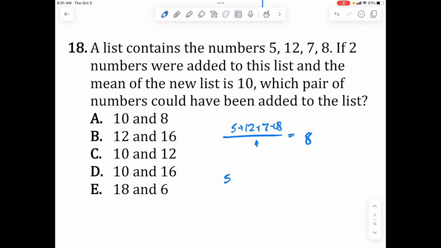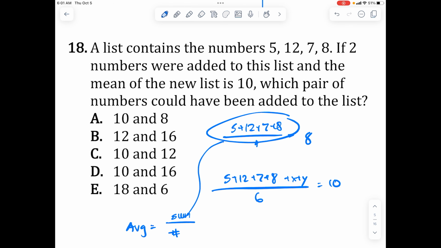So then we add two numbers. Let's just write out what that would look like conceptually. Over now, instead of doing divide by 6, now the total is 10. We want to find out what x and y could be. So let's just isolate x and y. Let's take this average formula. And let me backtrack a little. Average is equal to the sum of the numbers divided by the number of numbers. So in this case, we had the sum here, the number of numbers here, and the average here.